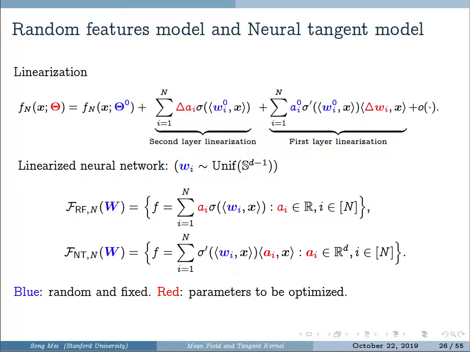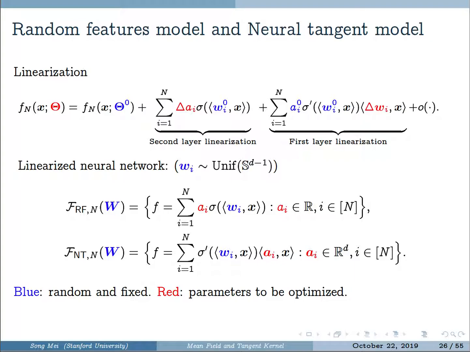After we do Taylor expansion, there is the zero order term and the higher order term. These are not important. So what is important is the linearization term. And there are two terms in this linear term. The first term corresponds to fixing the first layer weights w_i and linearizing over the second layer. We associate this part with a function class, which is this function class F_RF,N. N is the number of neurons used in this neural tangent model. In this function class, we fix the w_i's and only optimize over these a_i's. Because this function class is exactly the same as the random feature function class, this RF index denotes random features.